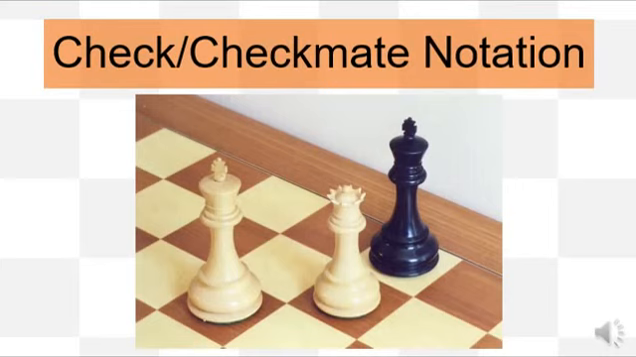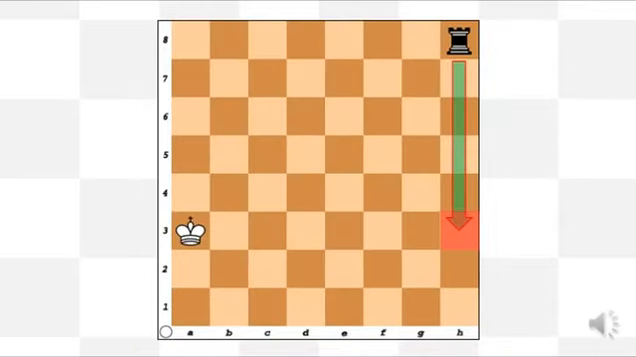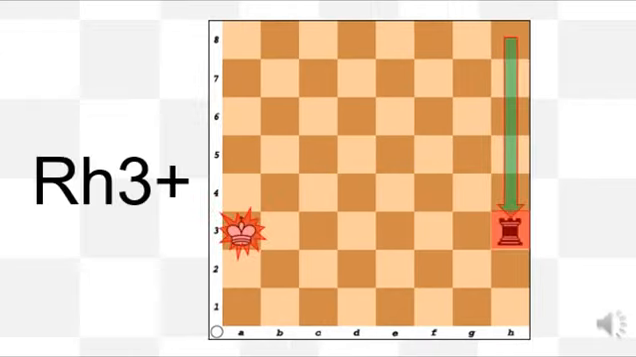The last topic to cover in this video will be check and checkmate notation. Check and checkmate notation are not that different from simple movement notation. Basically, the entire notation is the same as movement notation, with an added plus at the very end to show that the king was put in check by that move.